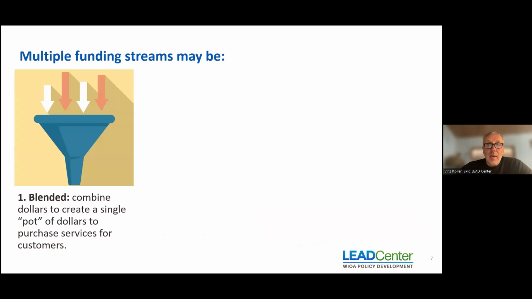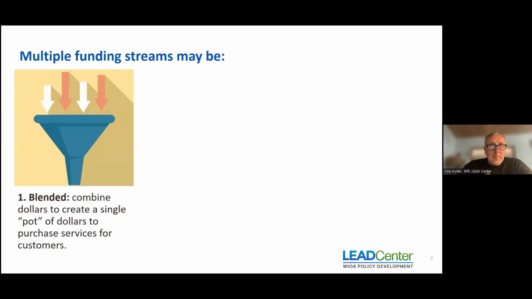As the webinar title suggests, we're covering 3 strategies of bringing multiple funding streams together to support individuals with disabilities as they pursue customized integrated employment. From left to right, we are going to hear examples of blended funding, where multiple funding streams combine dollars to create a single pot of dollars to purchase services for customers. In this approach, funding from each program loses its program-specific identity. And typically this requires explicit authorization by statute or regulation that allows the blending of funds.